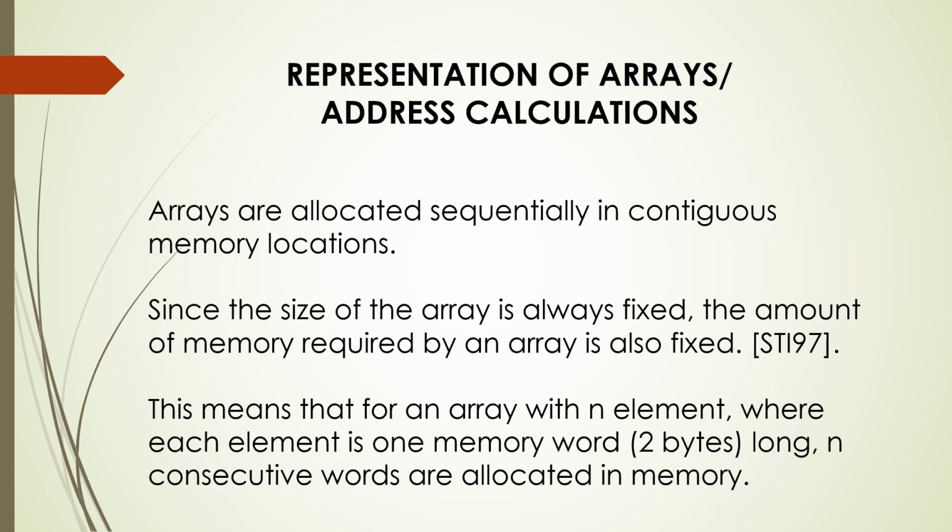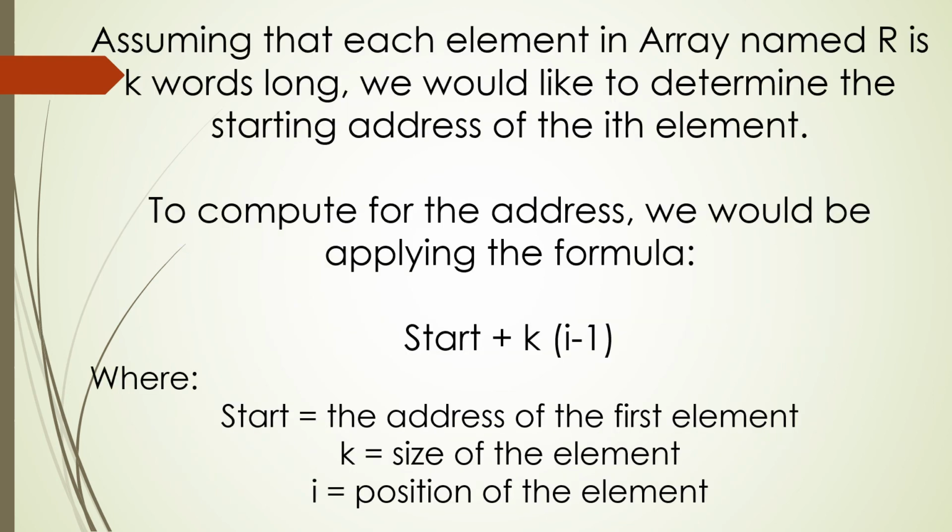Okay, that means for an array with n elements, where each element is one memory word or equivalent to 2 bytes, that is the size of each element of an array, then you should have n consecutive words allocated to the memory. Now, how are we going to do that? Okay. Assuming that each element in the array named R is k words long, and we would like to determine the starting address of the ith element.